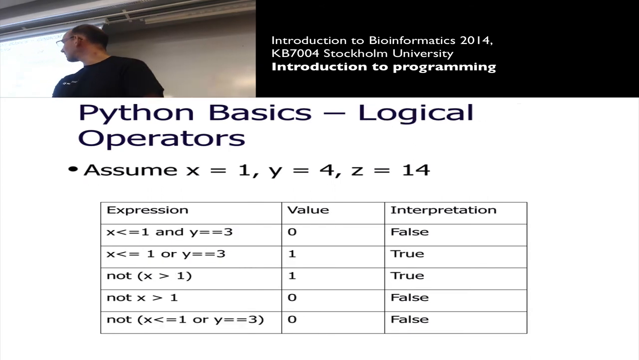And then you can do things like not, which is just inversion. So if x is not bigger than 1, then not that is actually true, but not of that is actually false, because you apply the not in this position here. And if this and or this one is true. But this is just basic logic.